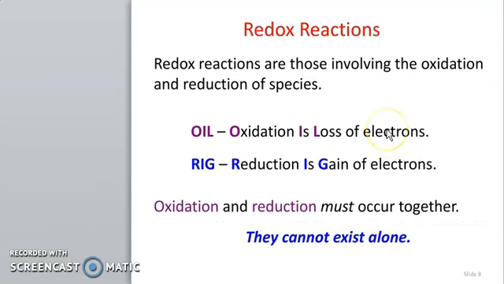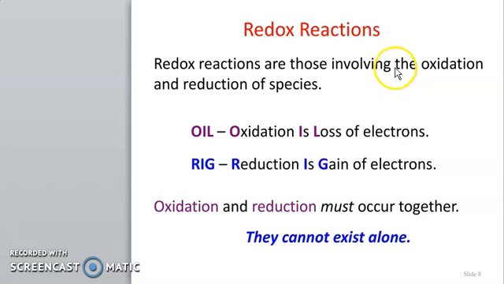Okay, so now we have to discuss the redox reaction. You know the redox reactions. Redox reactions means oxidation and reduction, both occurring simultaneously. Means one substrate gets oxidized and another gets reduced, or another gets reduced and one gets oxidized. This is the redox process.